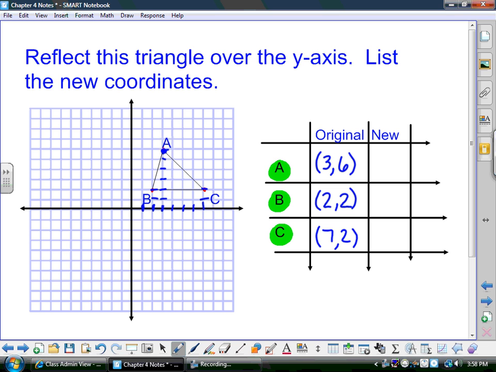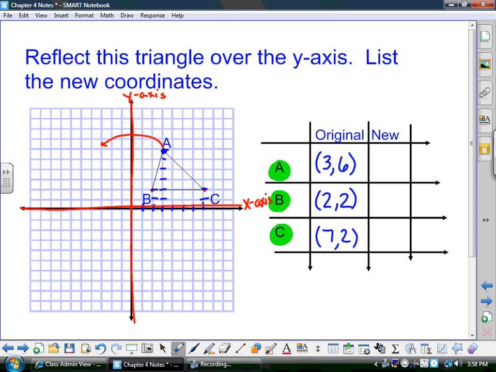We are supposed to reflect this triangle over the y-axis. So we have to be careful. The horizontal one, that one's the x-axis. The one they want us to reflect it over is the y-axis. So we're going to take all of these points and reflect them over.